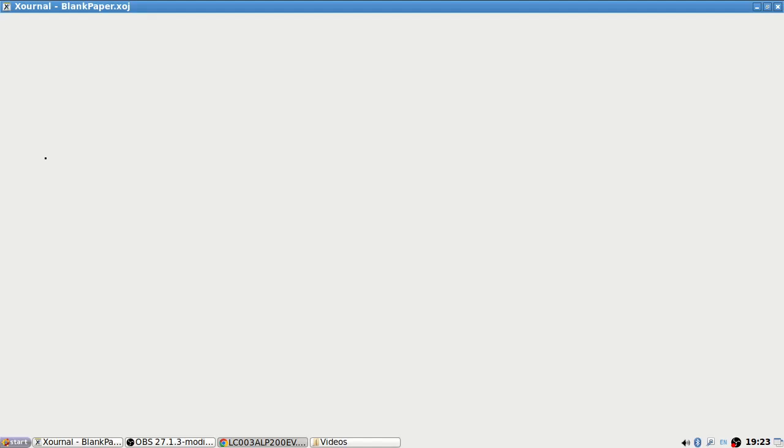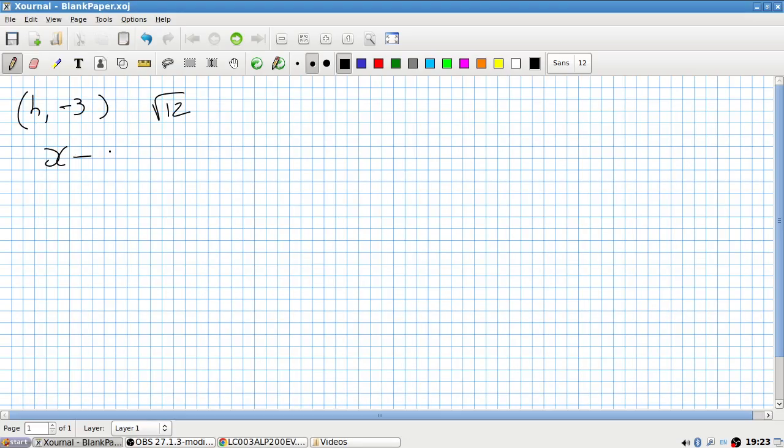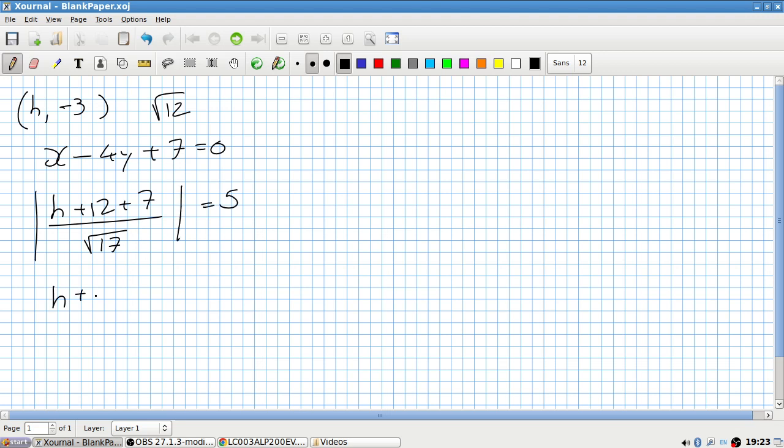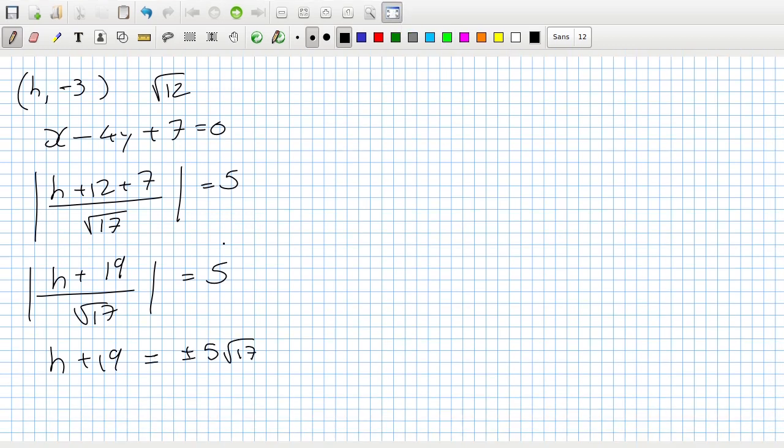So using the perpendicular distance formula on the line x minus 4y plus 7 equals 0. So that's absolute h plus 12 plus 7 over root 1 squared plus 4 squared. That's 17. That should equal 5. So you get h plus 19 over root 17 equal to 5. So h plus 19 equals plus or minus 5 root 17. So h equals minus 19 plus or minus 5 root 17.